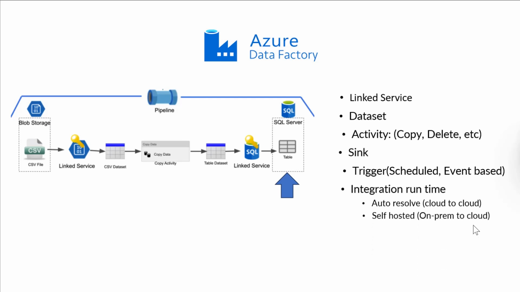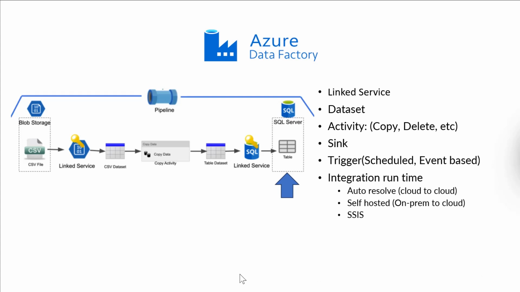The second type is self-hosted. Self-hosted is used when you want to integrate on-prem data to cloud. So for example, if you've got an on-prem SQL server and you want to load its data to a blob storage, we need to use self-hosted integration runtime for that. And lastly, SSIS. So if you have SSIS packages and you want to run them in a cloud, you can use this integration runtime.